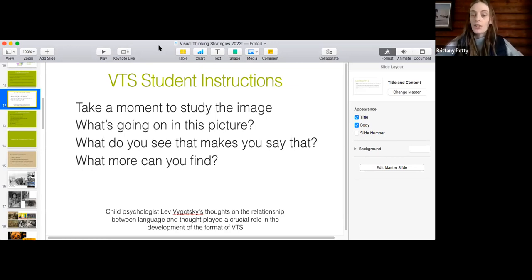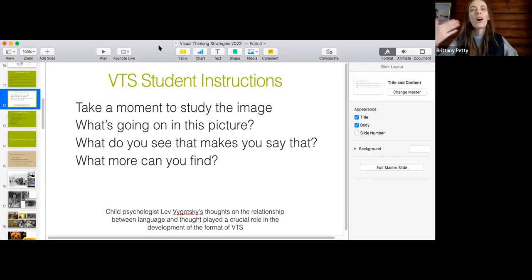For me as an art teacher, my instinct is to say, what do you see? What do you see? But that's not great. That's not as good as what's going on in this picture. If you look down below on this slide, you'll see that a child psychologist helped researchers come up with the language that they should use in VTS to get the greatest impact, because words matter. So what do you see? They'll start to list, right? They'll be like cat, dog, woman, chair, tent, and that's great, but that's not really going in as much depth as we want to really learn from the image.